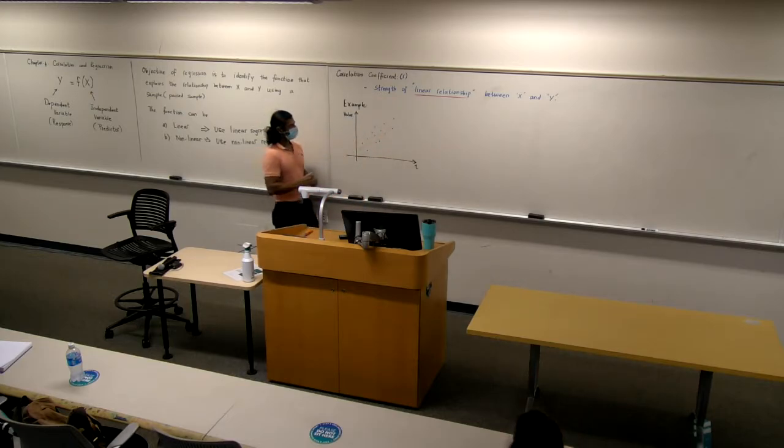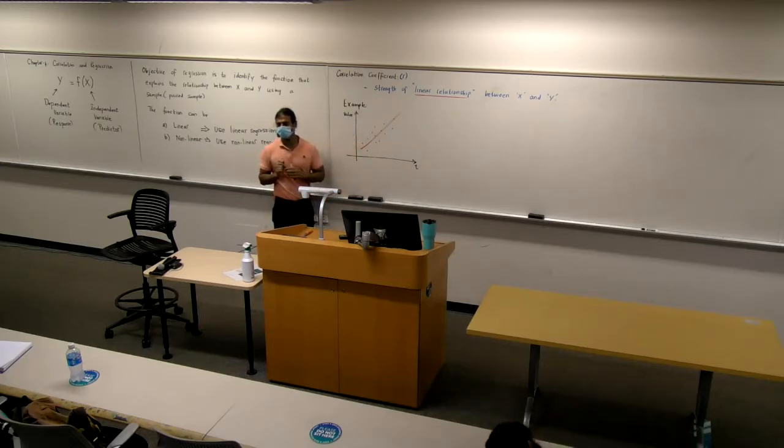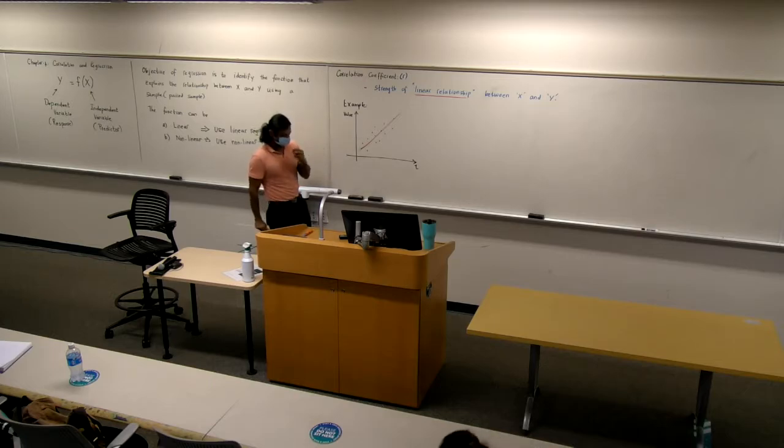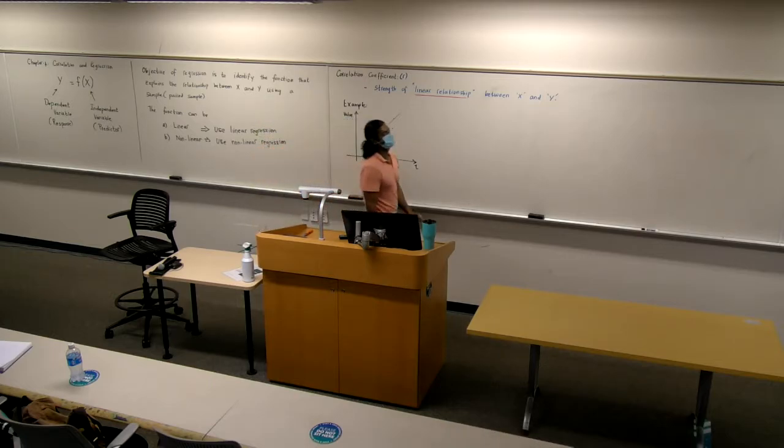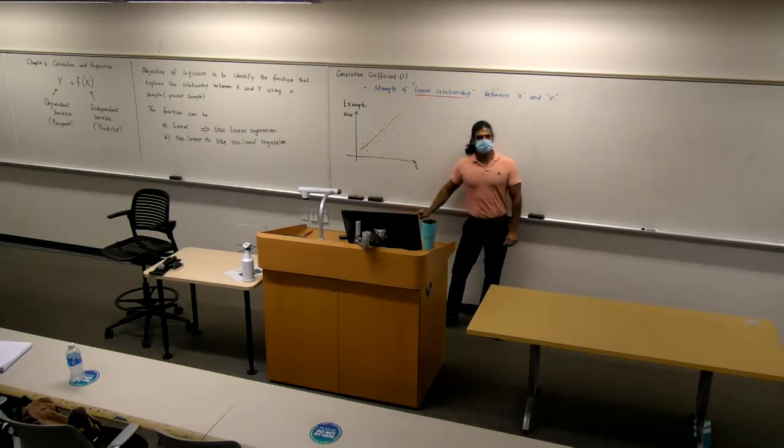So this could be the line that explains the relationship between the value of X and Y in this case. If it is a line, then I have an equation.